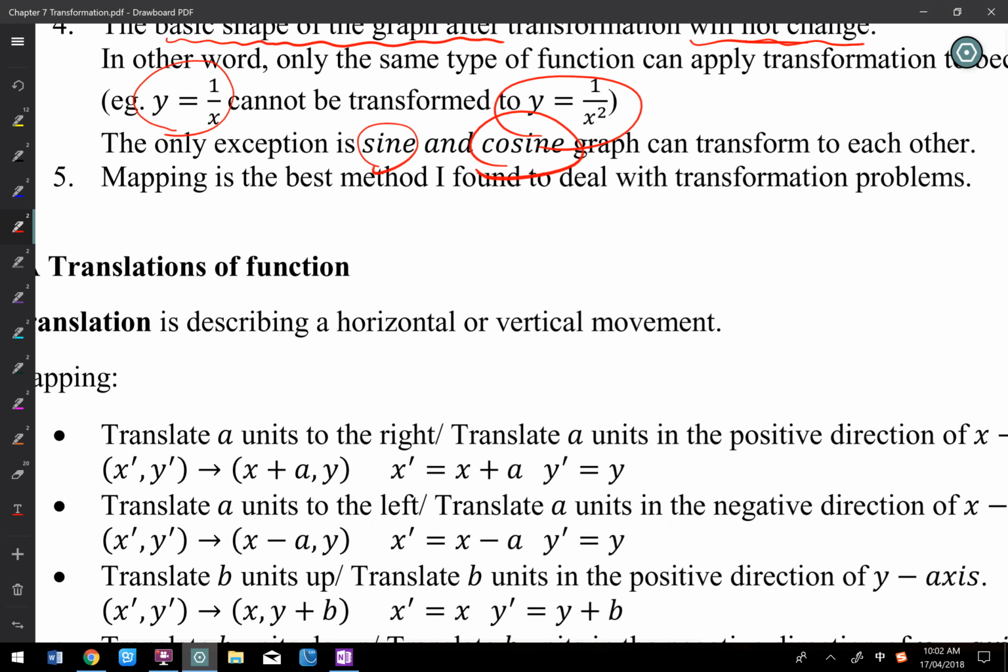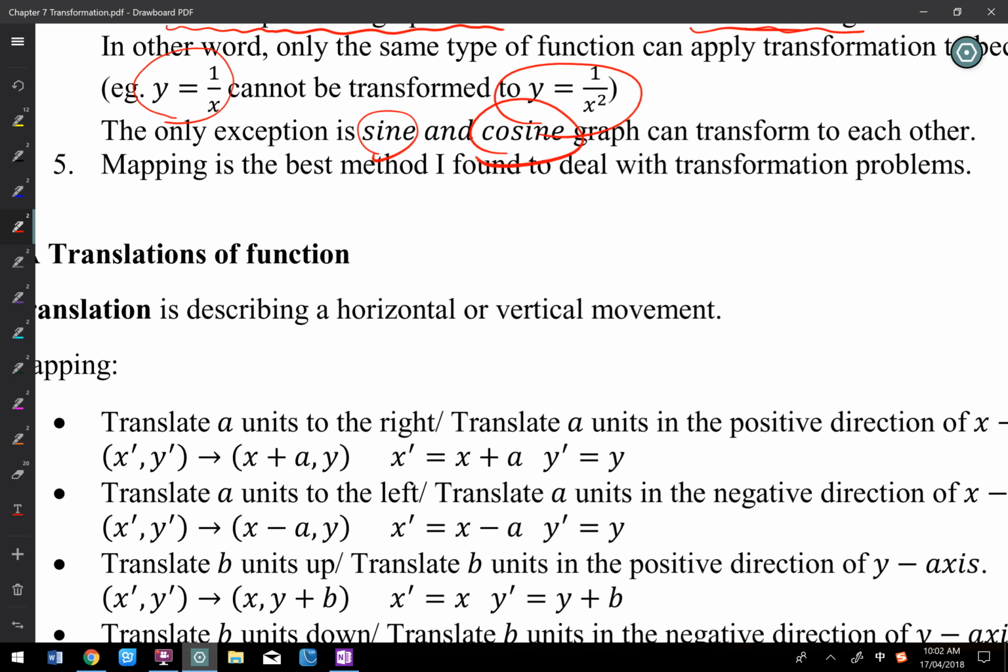The last thing I'm trying to convince you to use is a complex, well, it's not complex, it's a longer method, but it's a safe method, which is called mapping. I know students like to do transformation by looking at two equations and telling me what's going on in between. That's not a safe method, because when there are multiple stages and more transformations happening, you can't really see it at once. So mapping is the best method I find to deal with transformation, and it can 100% make sure you definitely get it right.